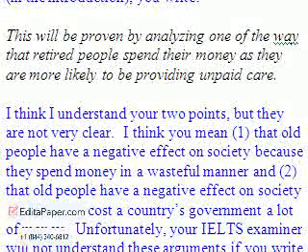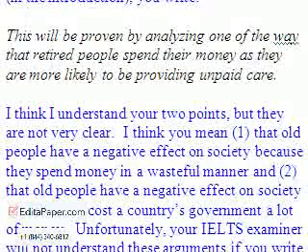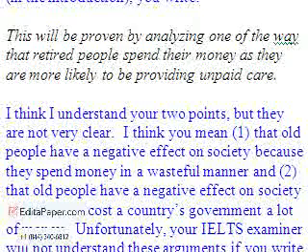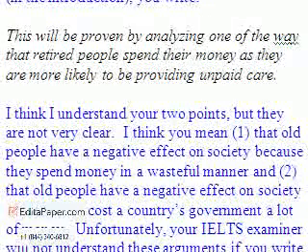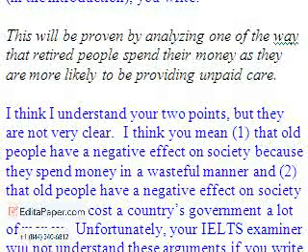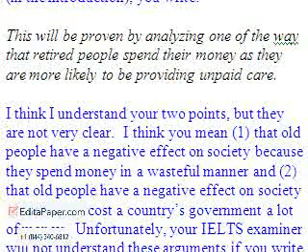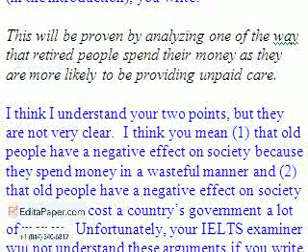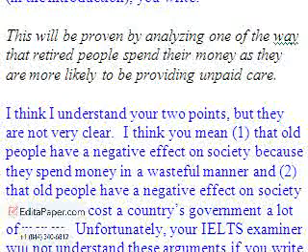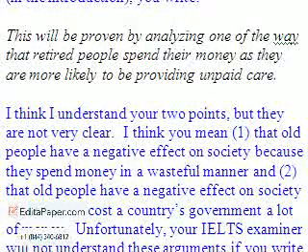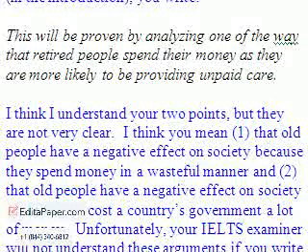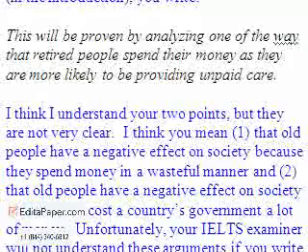Back to the outline sentence, they're more likely to be providing unpaid care. Now, when it's worded this way, it sounds like the old people are giving someone unpaid care. I don't think the old people are giving people care, whether paid or unpaid, but the old people are the ones receiving care. So I think the meaning is also a little bit messed up. Anyways, I think that's what's going on in number 2.